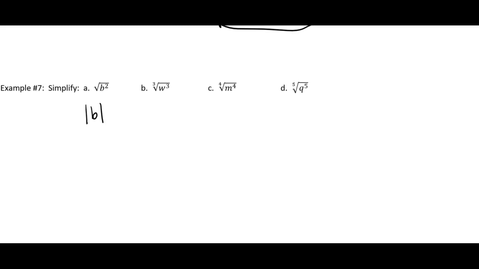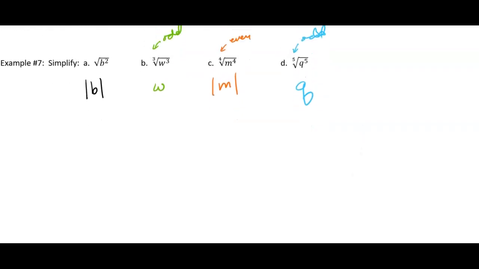The cube root of w cubed, that's just going to be w because it's odd. So this is odd. Okay? And notice that the root and the exponent are matching up. Okay. But the next one, this is even. So it's got to be the absolute value of m. And then the last one, this one's odd. So it's just going to be q. Okay? So you'll get used to it. It takes a little while to get used to it.